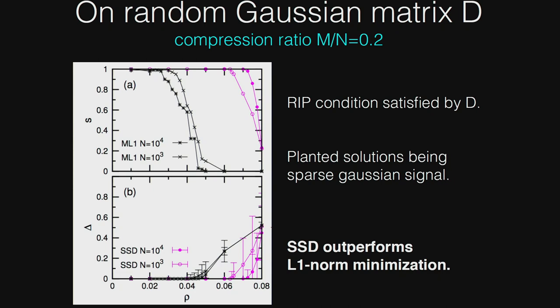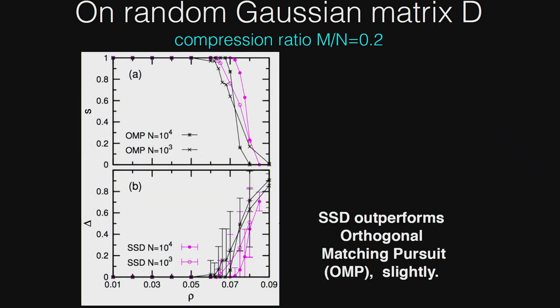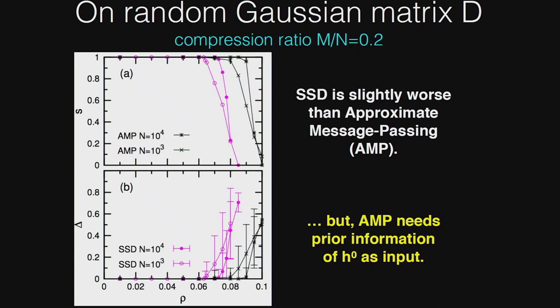So this is a simulation for a random Gaussian matrix, where the measurement density, measurements versus dimension, is 0.2, and this is the sparsity of the signal. We find that our algorithm seems to outperform L1 minimization. And it slightly outperforms orthogonal matching pursuit, because they have similar philosophy. And it is slightly worse than AMP. AMP is slightly better, but AMP needs prior information about the signal. We don't have any prior information.